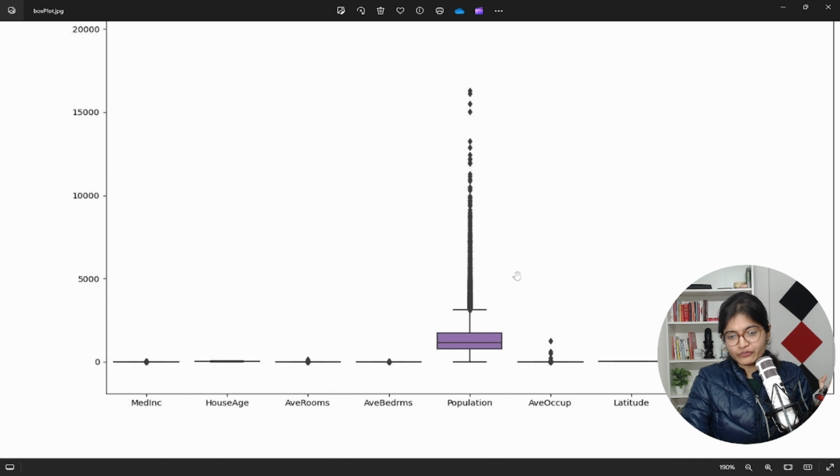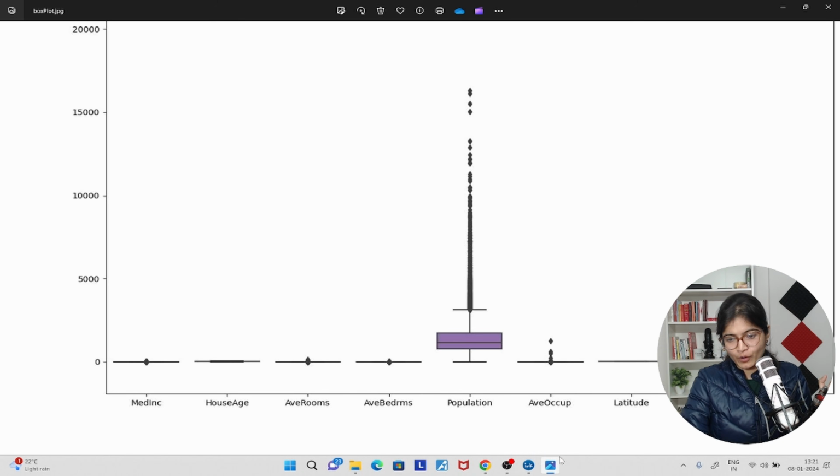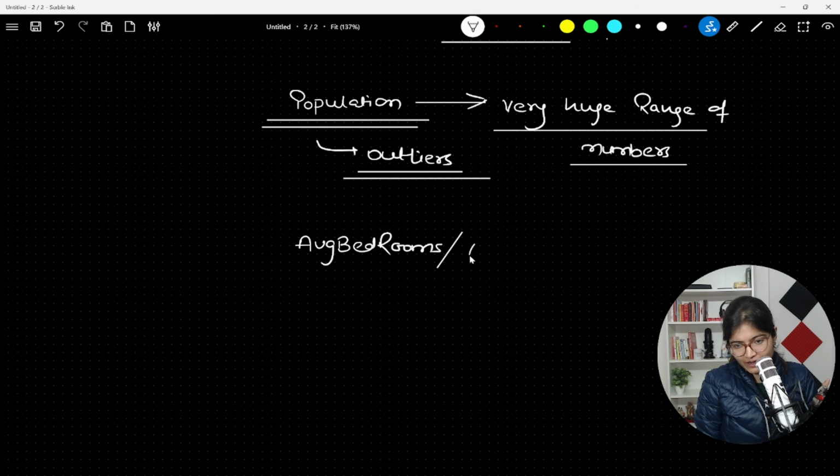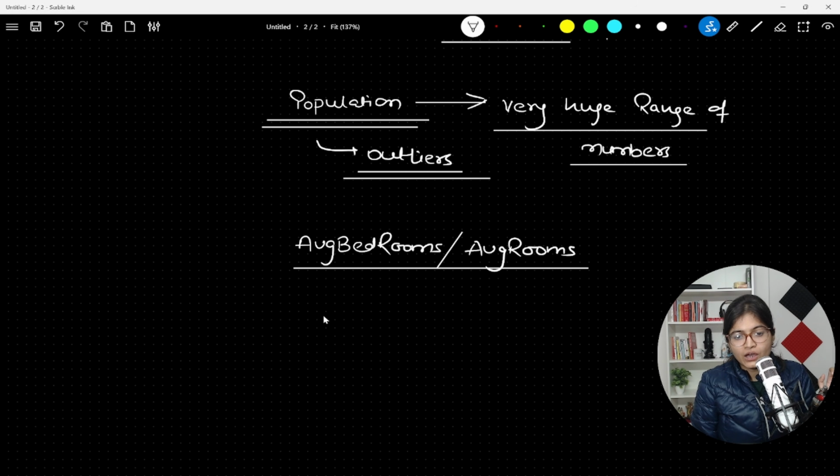Now, if you observe this data when we are talking about population, it has a very huge range of numbers. Whereas the other values, like the average number of bedrooms or average number of rooms, although they represent similar information, as we have seen from the correlation coefficient, or what we have as the feature name MedInc, or HouseAge as the feature name.